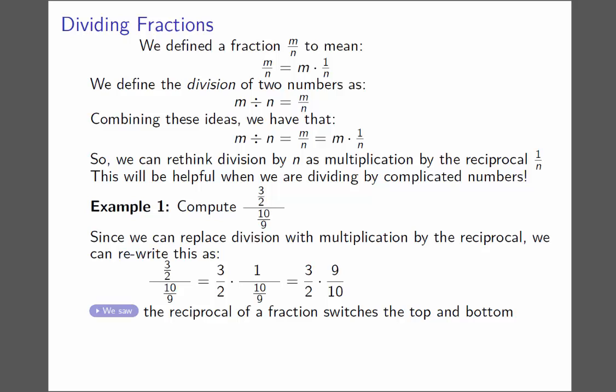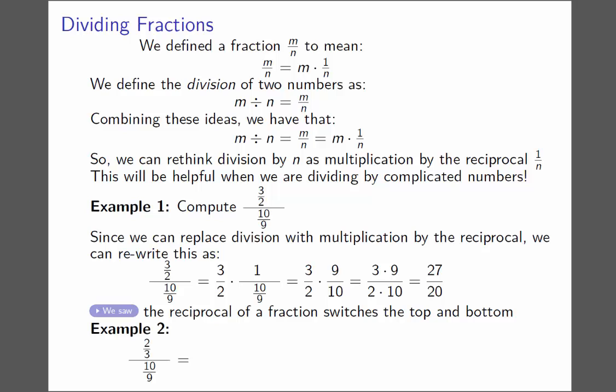And we need to compute 3 halves times 9 tenths. But we know to multiply fractions, we multiply across the top and across the bottom. So we have 3 times 9 over 2 times 10, which is 27 over 20. So we found that 3 halves divided by 10 ninths is 27 over 20.